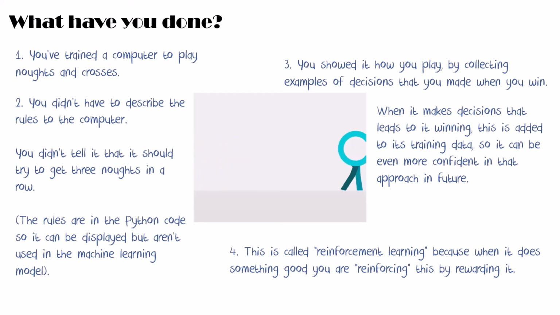When it makes decisions that lead to winning, this is added to its training data so it can be even more confident in the approach in future. This is called reinforcement learning. You should learn reinforcement learning because when it does something good, you are reinforcing this by rewarding it.